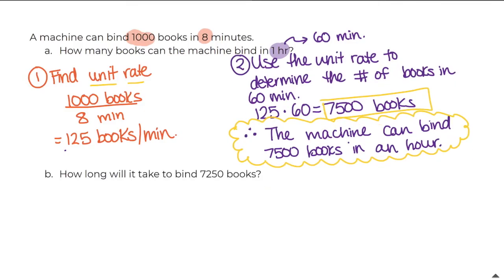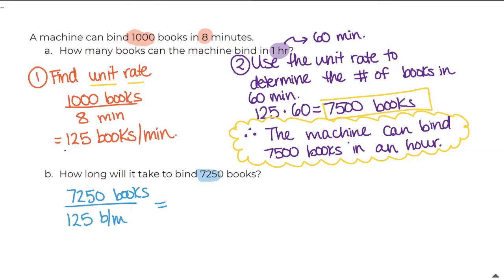So now I want to figure out how long it will take to bind 7,250 books. Well, if I have to multiply the number of books per minute by the number of minutes, then to work backwards, I would have to divide it. So I would divide 7,250 by the rate, which is 125 books per minute.